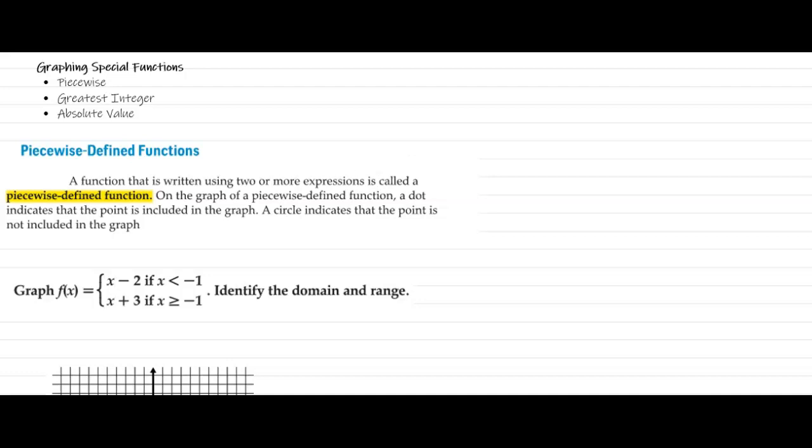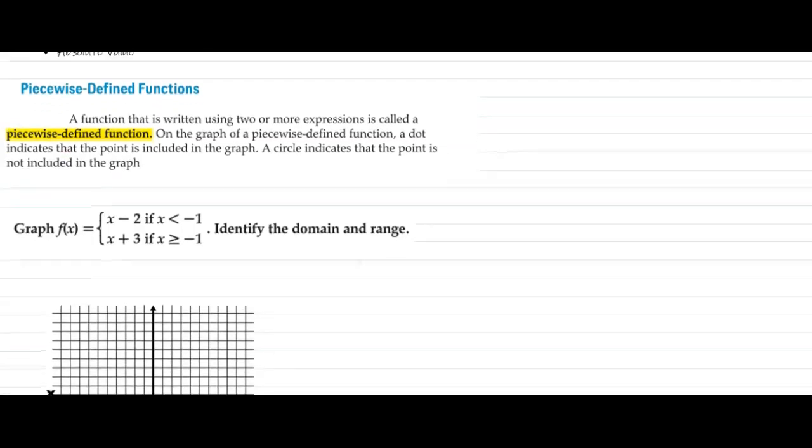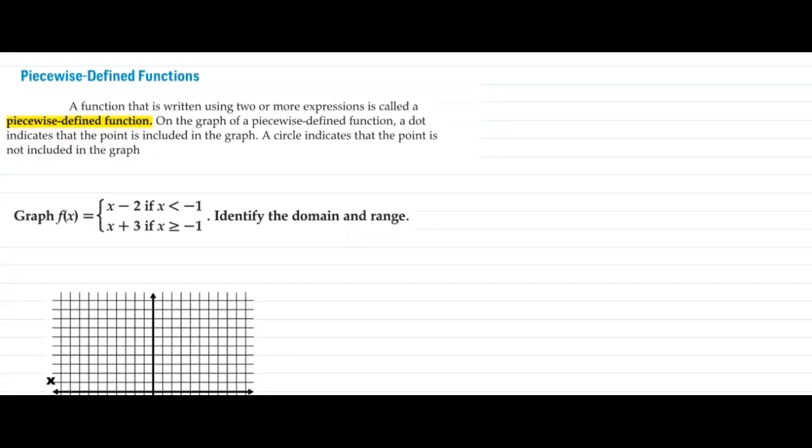So we thought now would be a good time to talk about some of these types of special functions like piecewise, greatest integer, absolute value. We're going to start with piecewise functions. Now, in our Algebra 2 course here, we are only going to be focusing on linear piecewise functions. So each piece of our piecewise function is going to be a piece of a line.